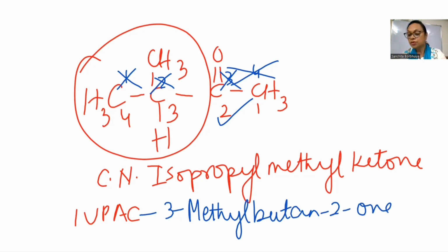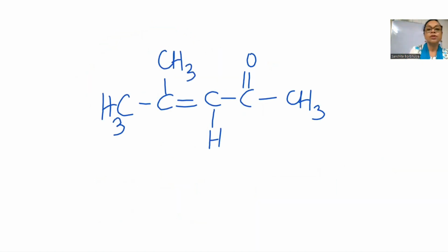Going on to the next species, let me take up another example. The common name of this compound is mesityl oxide.